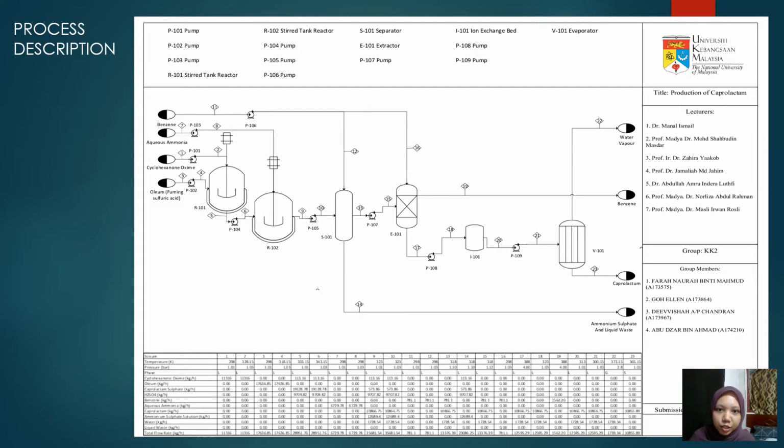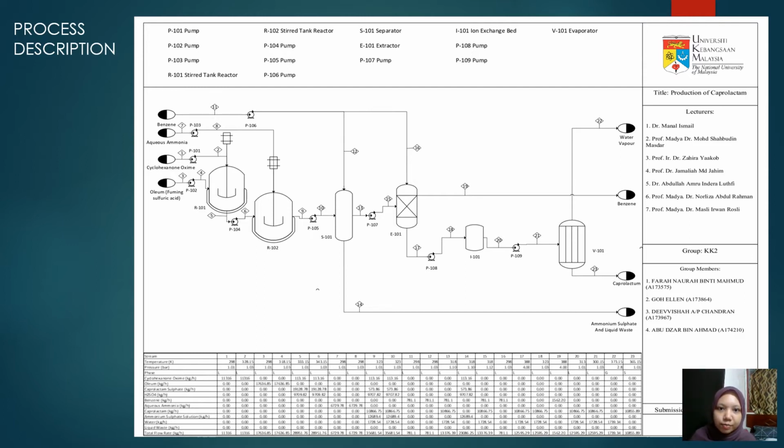Next, ion exchanging process I101. The caprolactam solution will undergo further purification to obtain a higher purity of product. The 30% purity caprolactam solution, stream 18, undergoes further purification through an ion exchange method in an ion exchange bed and the purity increased to 85%.